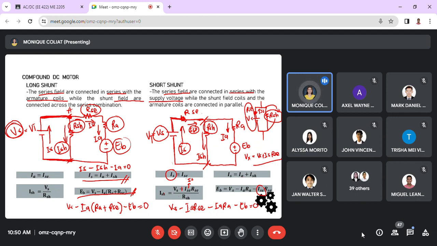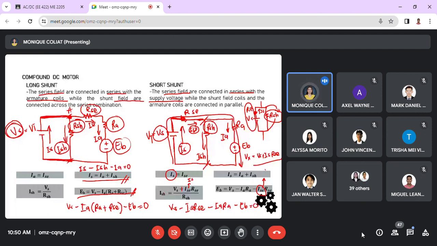Then yung ating back EMF naman, we have Vs minus ISE RSE minus IA RA minus EB equal to 0. That is KVL against the outer loop. Then we will get EB is equal to Vs minus IA RA minus ISE RSE, and your ISE is equivalent to IS. Okay, so that is for the short shunt motor.